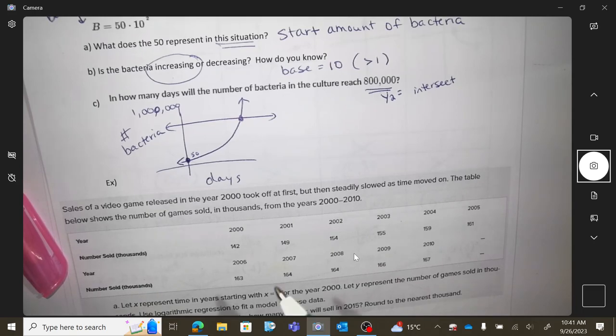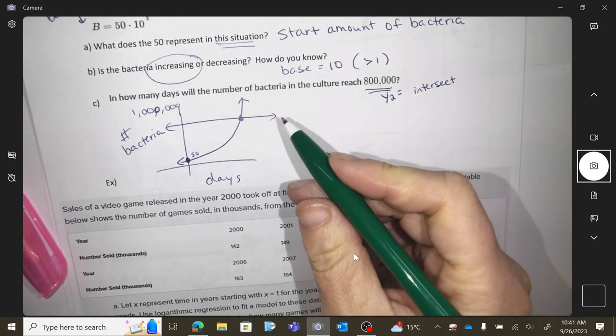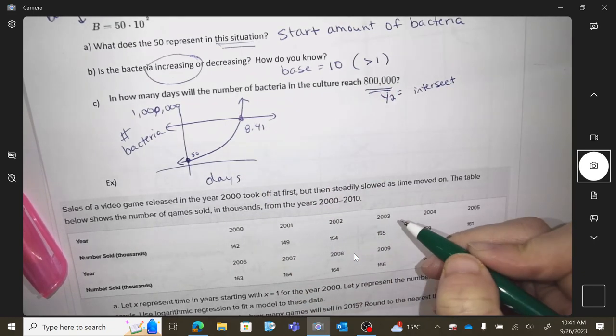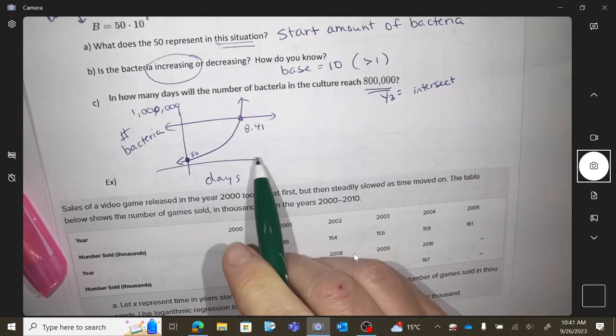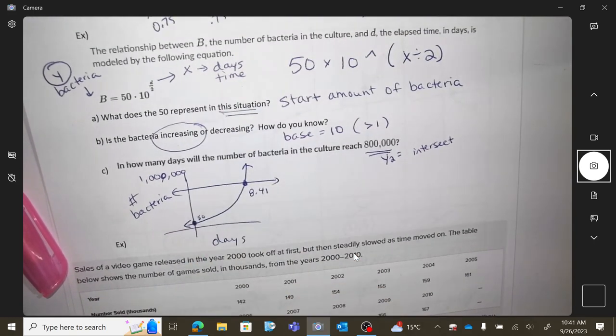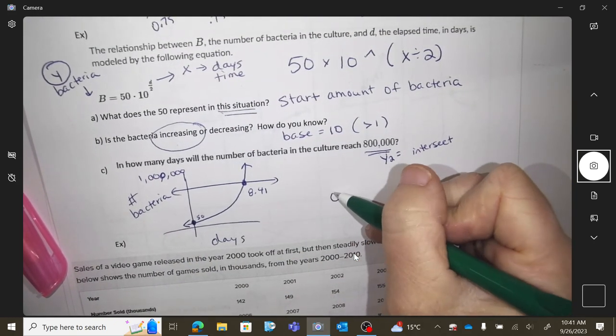Enter is all you have to do. I got 8.5041. And then how many days? Everything is in days, so we don't have to worry. That's just our answer.